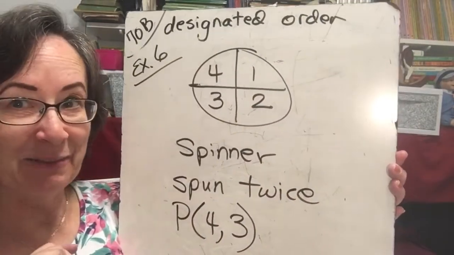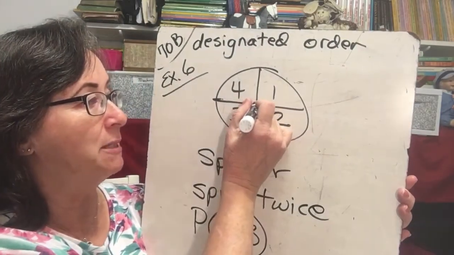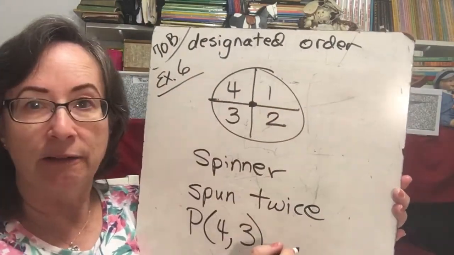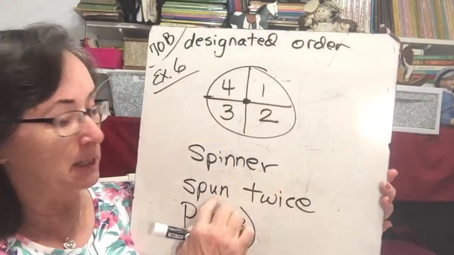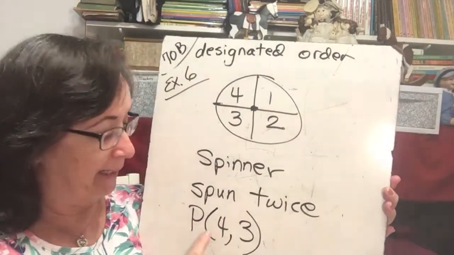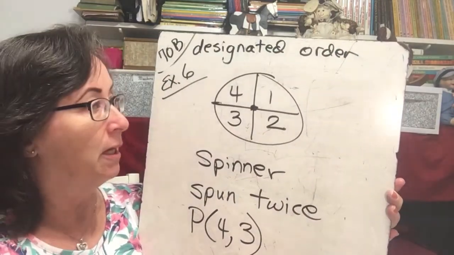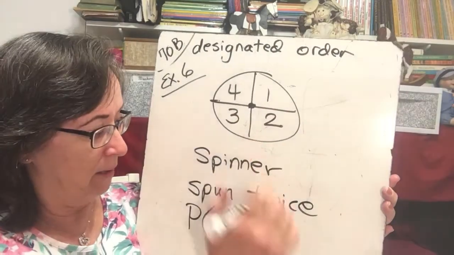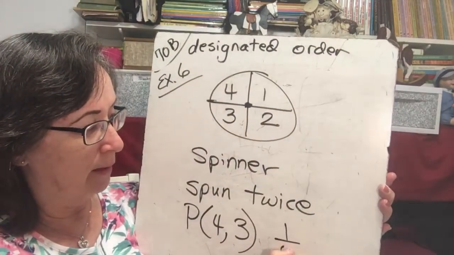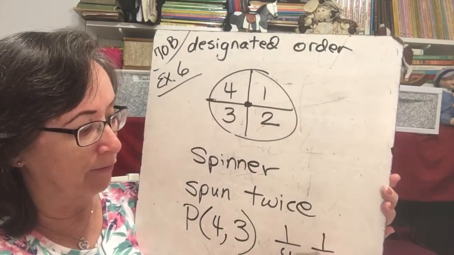Okay, so on this one, example 6, we have a spinner. Now you know a spinner. There's a little nail or something in the middle, and we spin it around. And it says the spinner is spun twice. What is the probability I will get a 4 the first time and a 3 the second time? Well, there's 1 out of 4 outcomes, so that would be 1/4. And there's 1 out of 4 outcomes for the 3, so that would be 1/4.